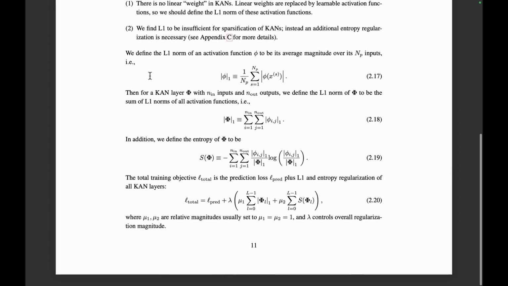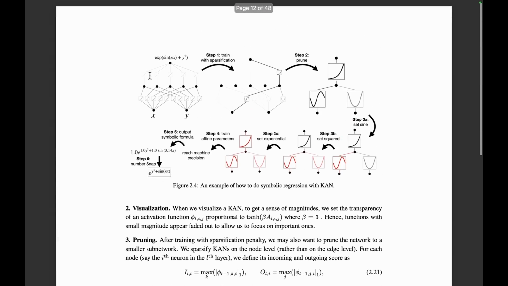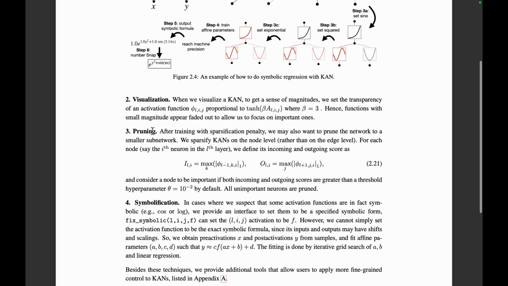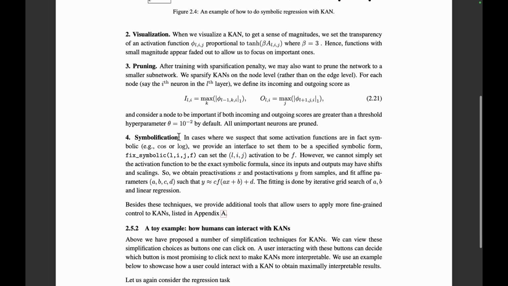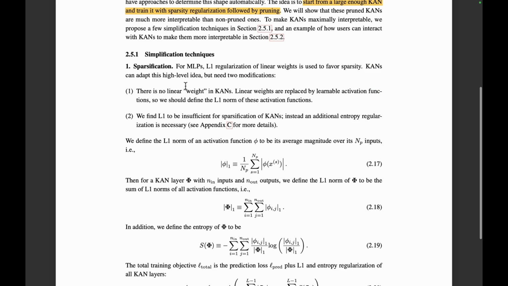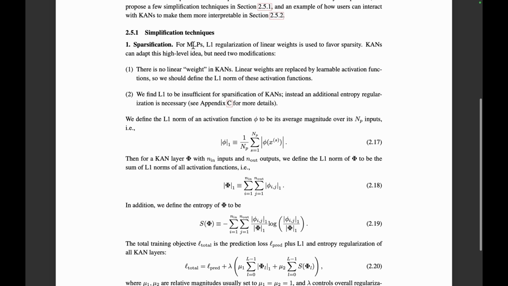One is sparsification. The next one is visualization. The third one is pruning. The fourth one is symbolification. Let's have a look at each of these. Sparsification is very well known in machine learning literature. For MLPs, we use L1 regularization because the weights are linear, but there are no linear weights when it comes to KANs. They are replaced by learnable activation functions. So what we now have to do is sparsify these activation functions themselves.